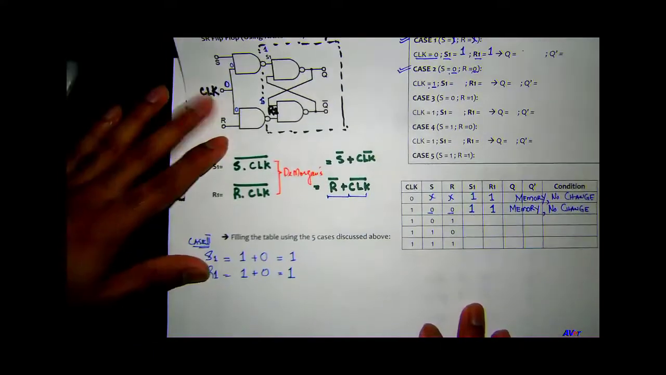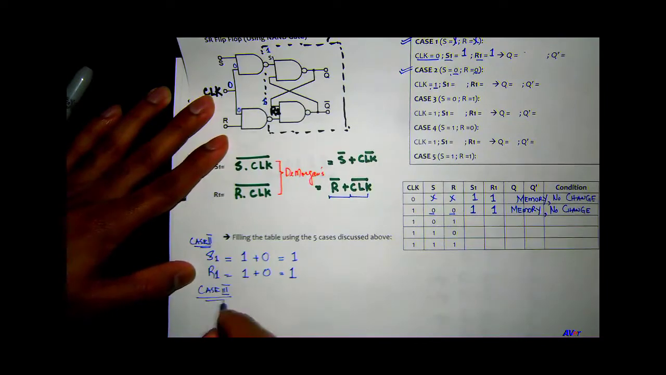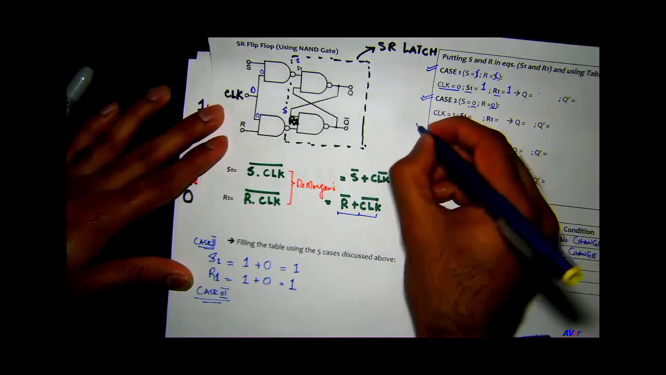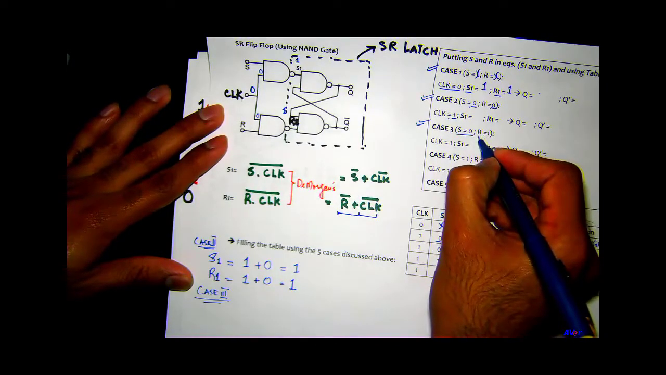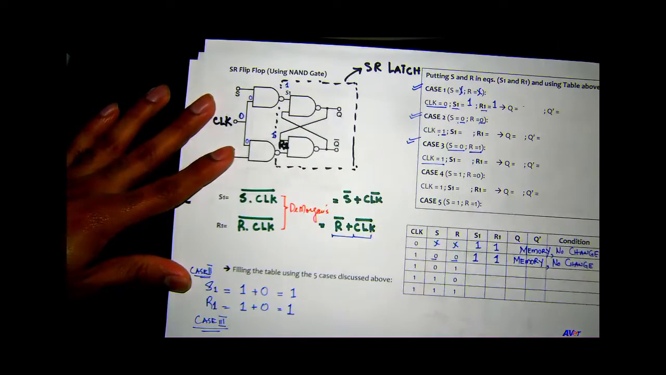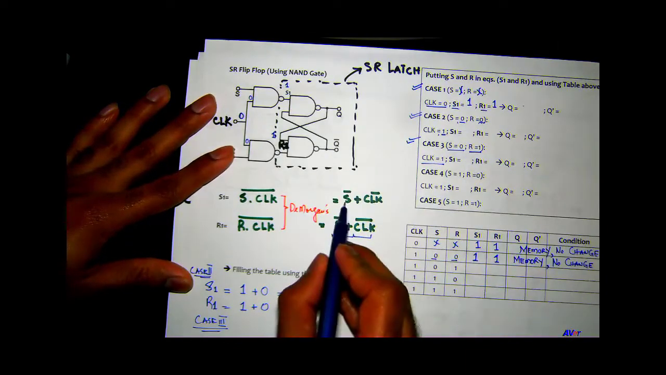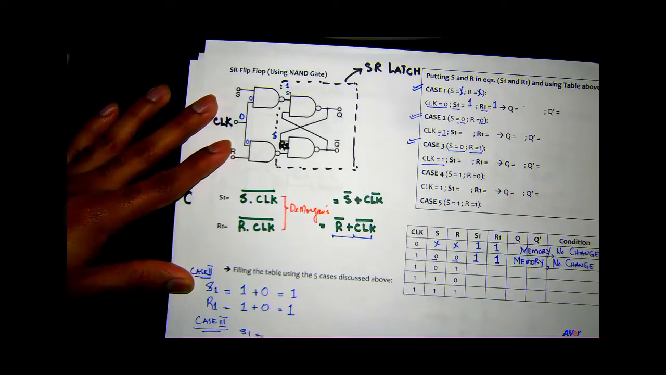Okay, all right. Similarly, I'll do it for another case, which is case number 3, right here. S equals 0 here, R equals 1, and again clock is high. S is 0, so the invert of 0 is 1, so S1 equals 1. Clock is high, so the invert of that is 0, so you get 1.